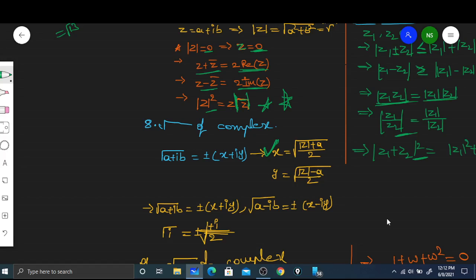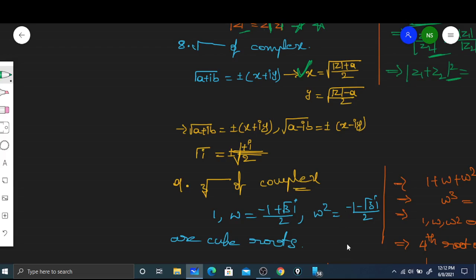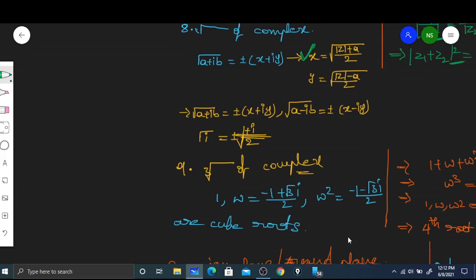Okay, and how can you find the root i? All these they have given. How can you find the cube root? This is also very important. 1 comma omega, omega square. These are the cube roots of 1. If you find them out, you will get like this.